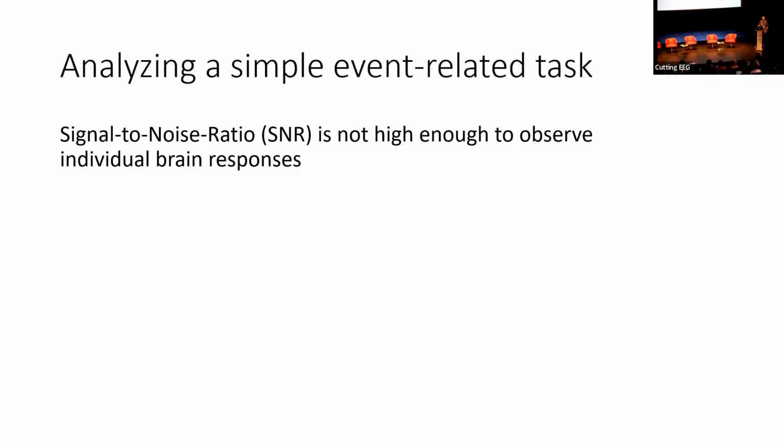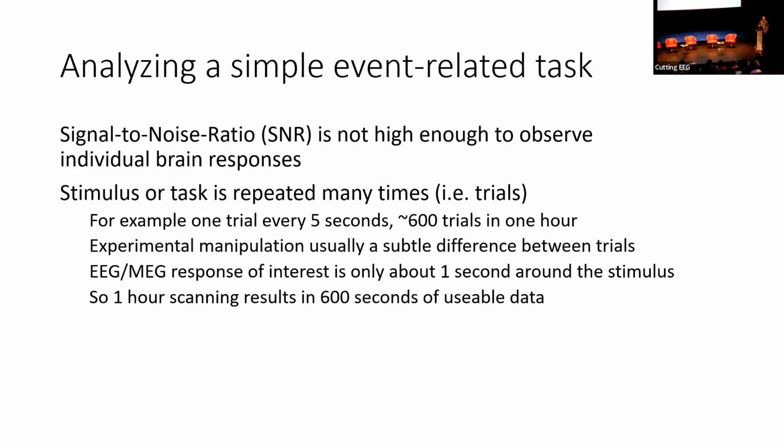So if we take a simple event-related task, then we know that the signal-to-noise ratio is not high enough to observe individual brain responses on the individual events that we're presenting. And therefore, we are repeating the same stimulus or the same task many times. And that's what we call trials or epochs or segments. We call it differently in the different toolboxes. But it's a repetition of the experiment within one participant. For example, we might have one trial every 5 seconds, and that's going to give us 600 trials in 1 hour. And this experimental manipulation that we care about is usually a subtle difference between trials.